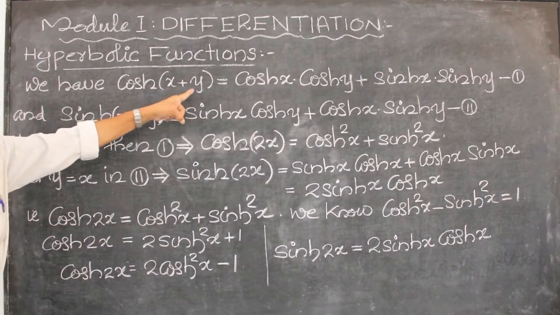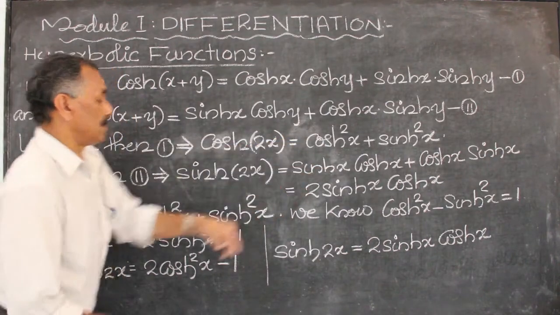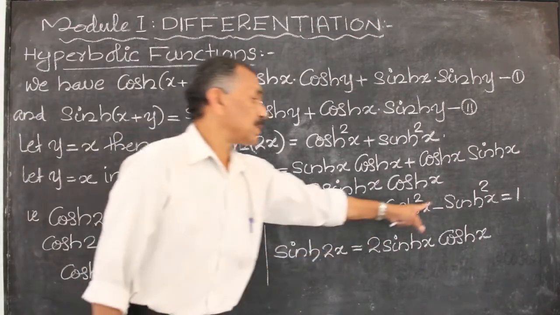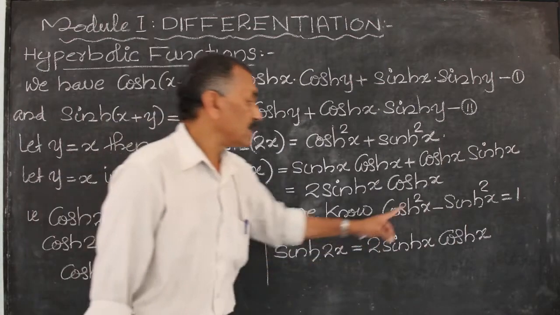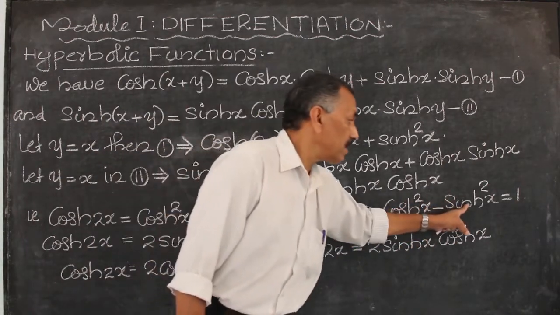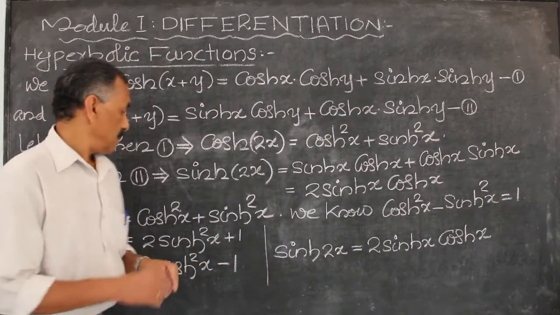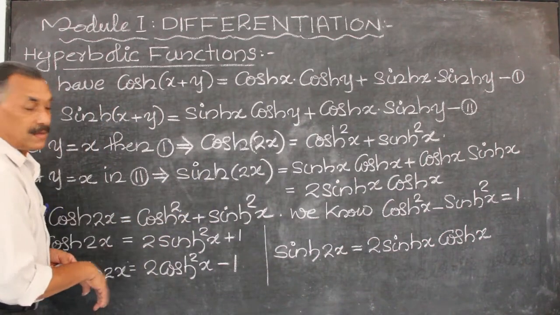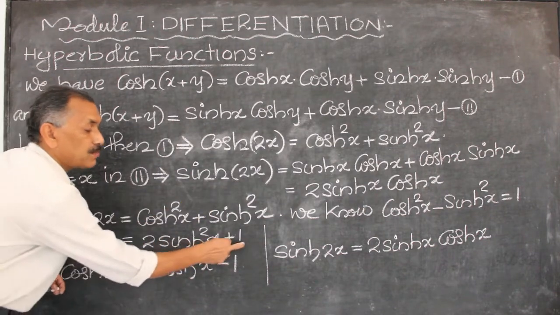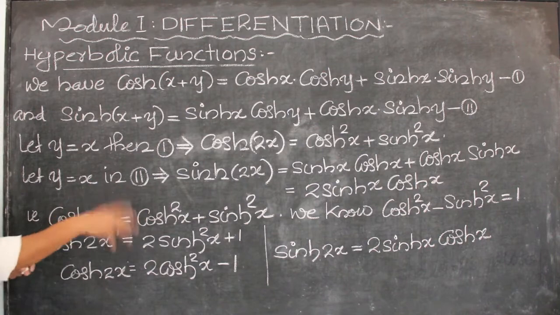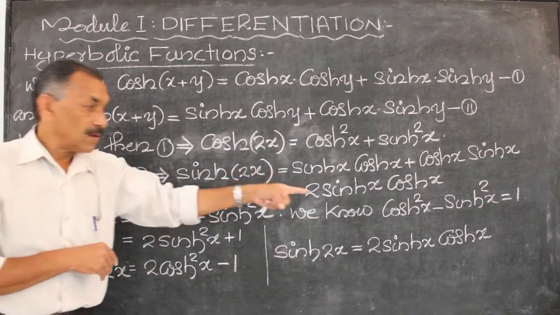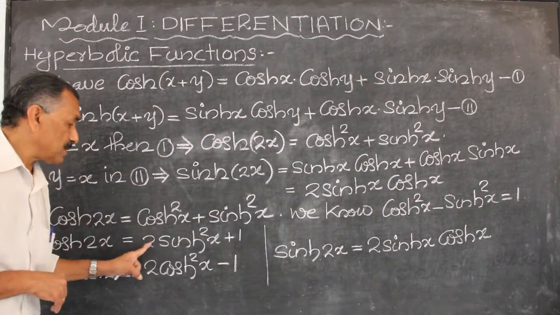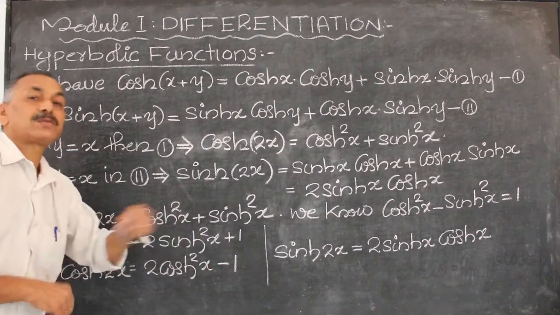Now, cosh 2x is equal to cosh²x plus sinh²x. We know cosh²x minus sinh²x is equal to 1. Then cosh²x is equal to 1 plus sinh²x. Substituting this value of cosh²x, we get 1 plus sinh²x plus sinh²x, which is 1 plus 2 sinh²x, that is, 2 sinh²x plus 1.